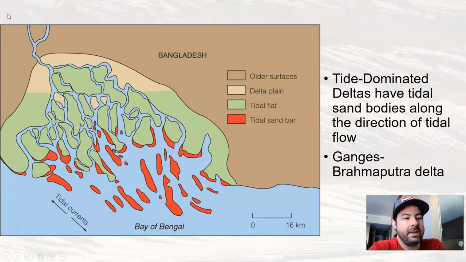But with tide-dominated deltas, they have tidal sand bodies that are along the direction of tidal flow. So you can tell that the tidal currents flow into and out of this area in this direction based on the direction of these sandbars. So strong tides coming in and coming out really dictate the landforms here.